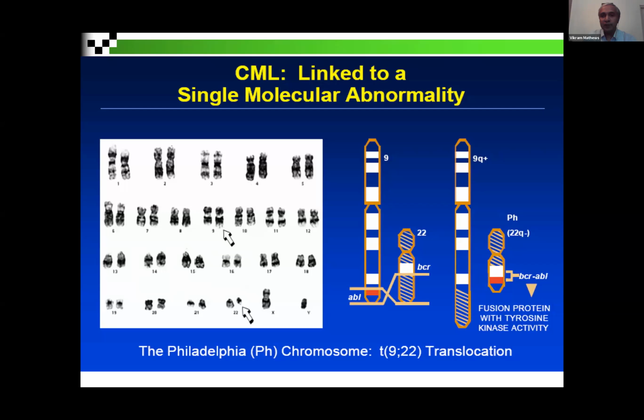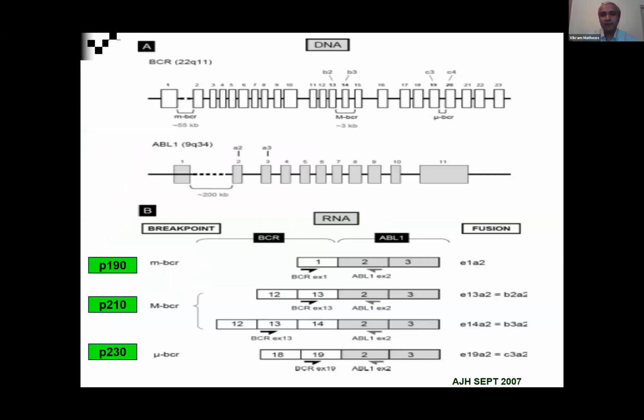And we are particularly interested in what happens on chromosome 22, where the Abelson gene moves from 9 onto 22. The Abelson gene has a lot of regulatory elements which it loses in this process and comes adjacent to BCR. And now the Abelson becomes constitutively expressed and is not regulated by its normal regulatory elements.